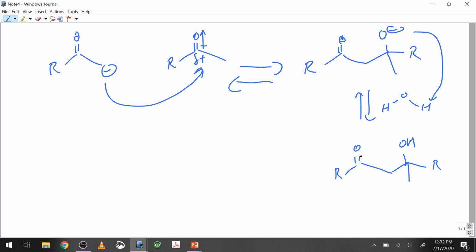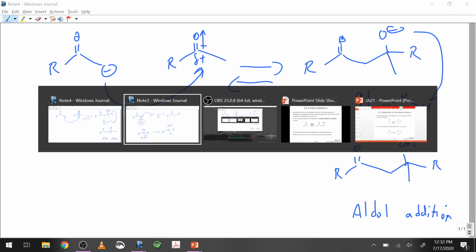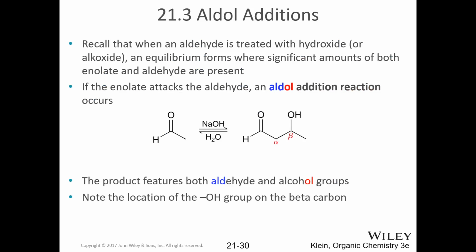This is equilibrium, but this is the origin of the phrase. If R here was an H, this would be an aldehyde. This is an alcohol, hence the Aldol reaction. This is an aldol addition. Usually when we're talking about the aldol, we're talking about an aldol condensation, which is a little bit more complicated, but we'll get there. It just requires an extra step or two on the end of what we've already done. So, let's talk about that.